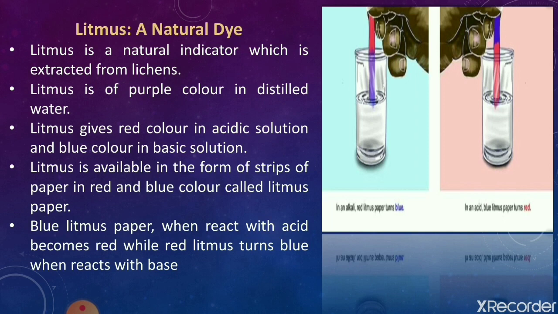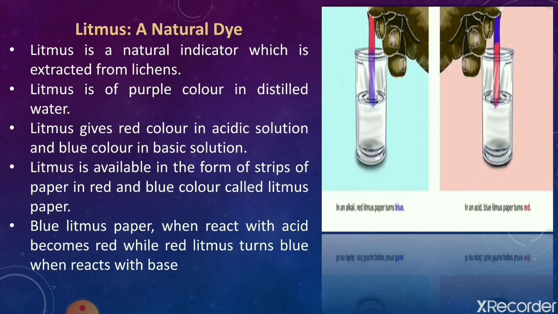This litmus solution, when it is in solution form, is very light purple, very light pink in color, we can say purple colored. But when this purple solution is added to any acidic solution, then that solution will become red. When the purple litmus solution is added to a basic solution, then it becomes blue.